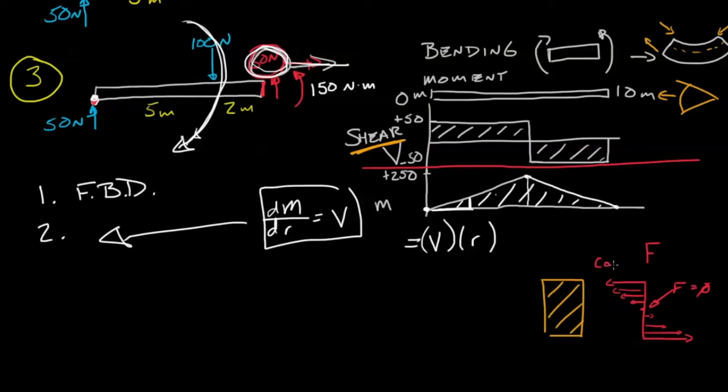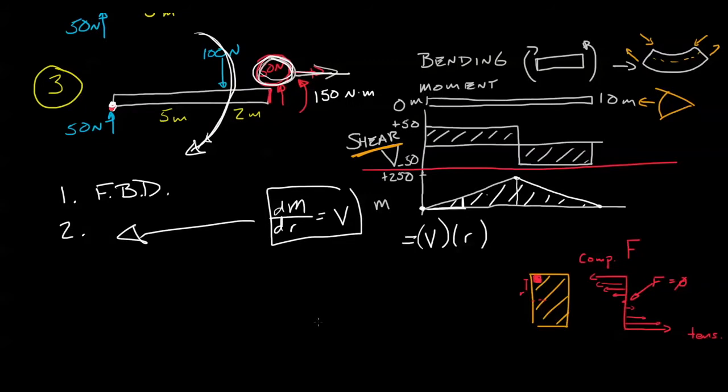Here we have compression. Here we have tension. So we have a feel for what's going on in the cross section of that beam. But what I want to know is what's going on with the bending moment. How is that all working?